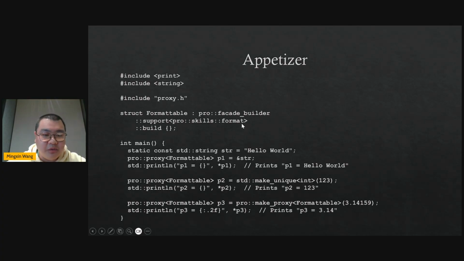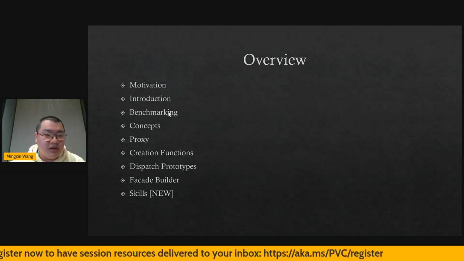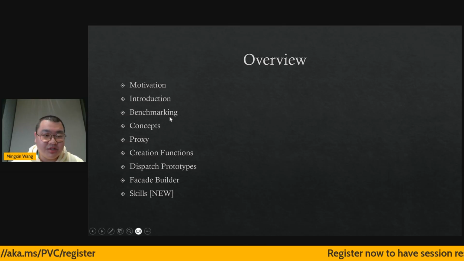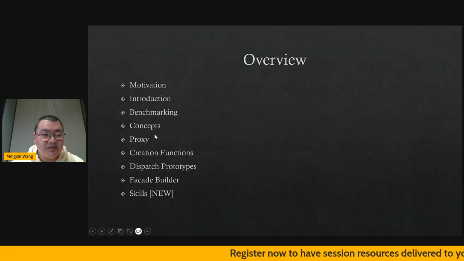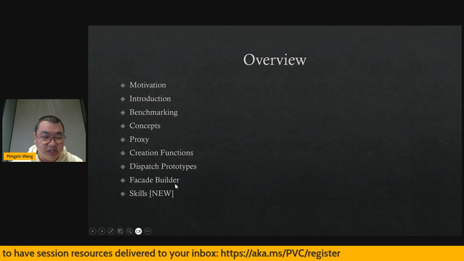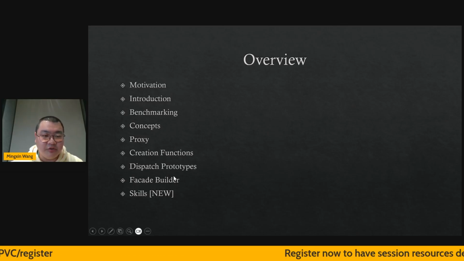So for the rest of the talk, I will dive deep into what the three lines actually do. Okay, this is the overview of the talk. First, we will talk about the motivation, basic introduction of the library, some benchmarking numbers, the basic concepts: what is proxy, how to create it, and what prototypes you get, how to build a facade, and the last topic is skills. So we will basically cover every aspect in this overview of the talk.